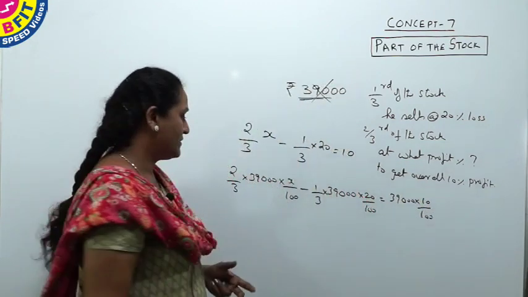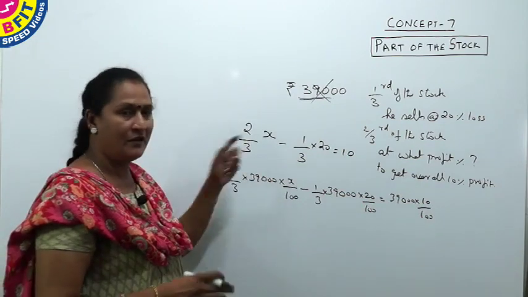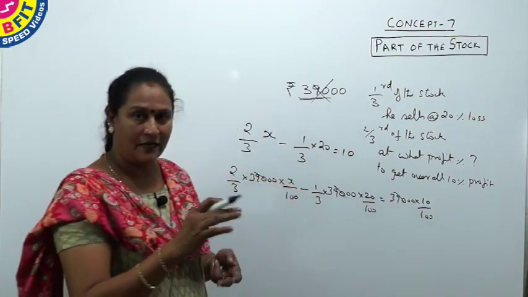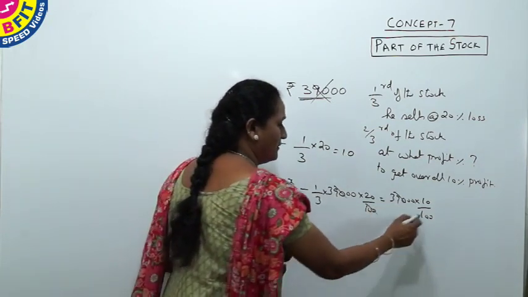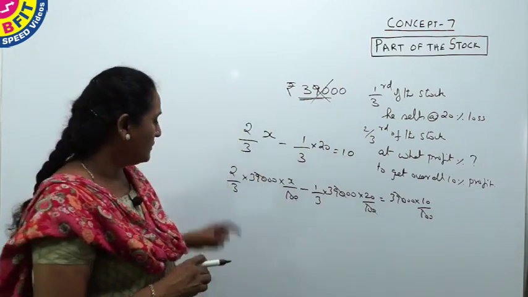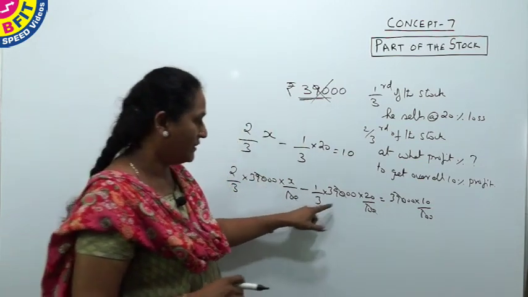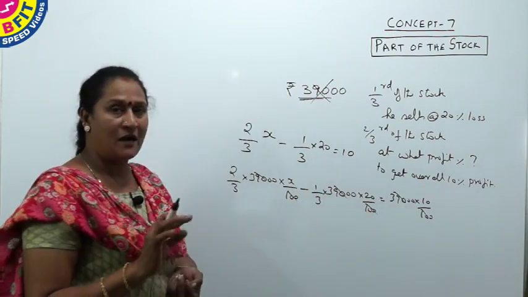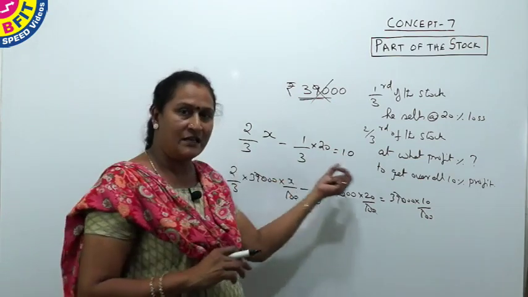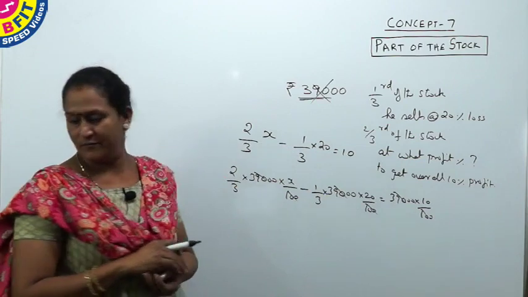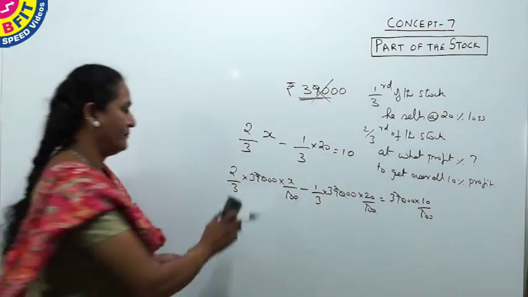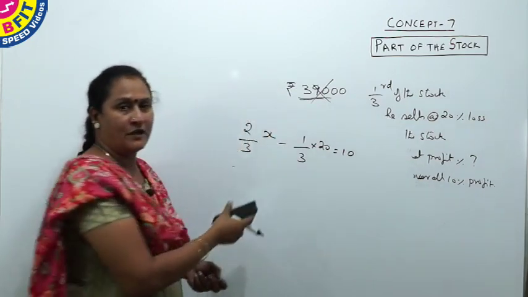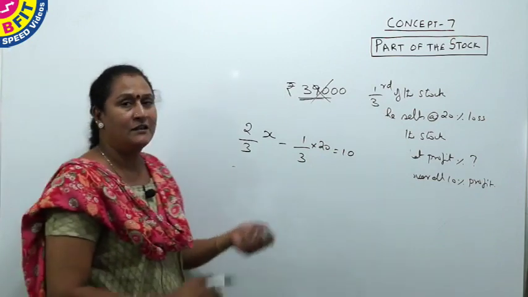So when we work all this out, what will remain is, in each term we have 39,000 on both sides. So that gets cancelled, and also 100 gets cancelled. So what will remain is 2/3 of X minus 1/3 of 20 equals 10. So no need to consider the worth of the stock. Whenever part of the stock is known, just with this itself you can work out. No need to consider this. So now by just working this out, we'll see at what profit percent he has to sell the remaining stock.